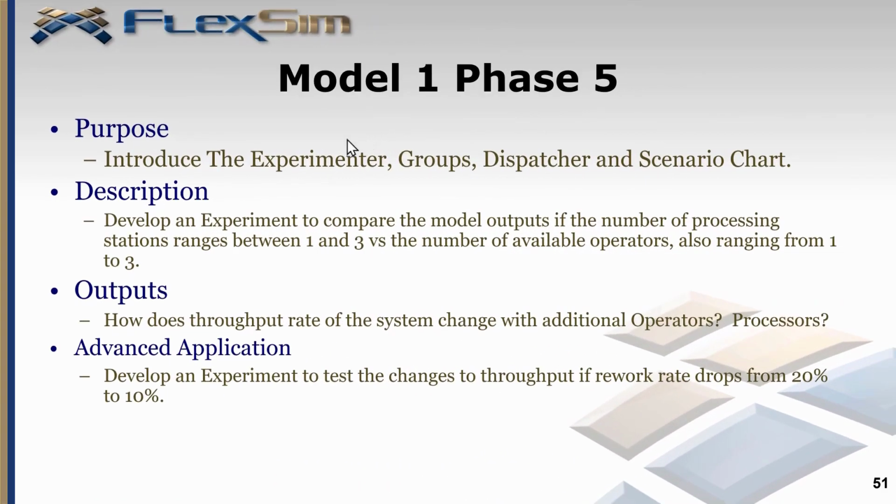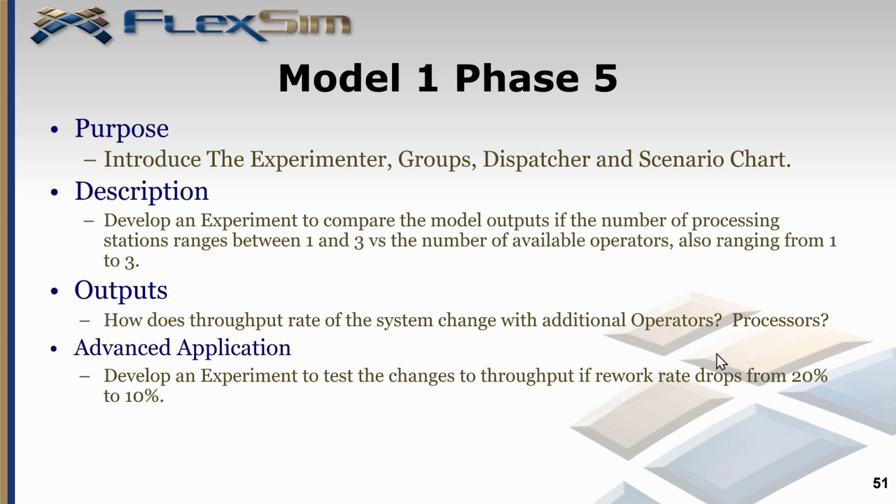Model 1 Phase 5 will introduce the experimenter, groups, the dispatcher, and the scenario chart. We're going to develop an experiment to compare the model outputs if the number of processing stations ranges between 1 and 3 versus the number of available operators also ranging from 1 to 3. As outputs, we want to look at the throughput rate of the system and how it changes with additional operators and processors.